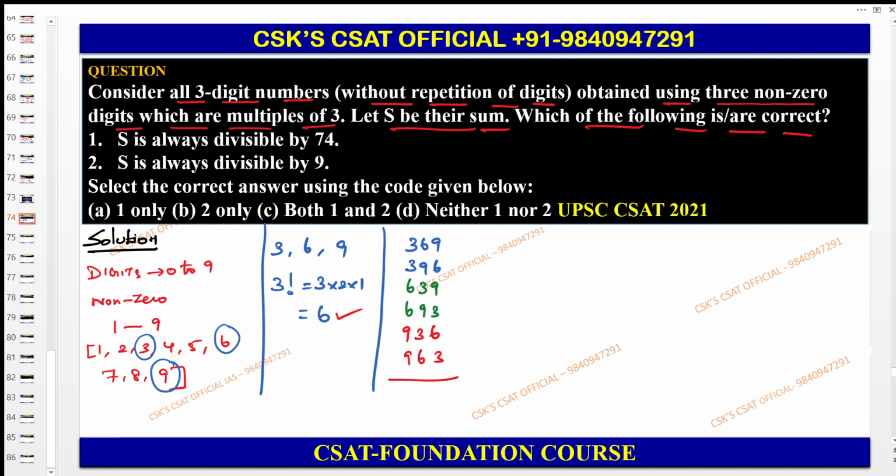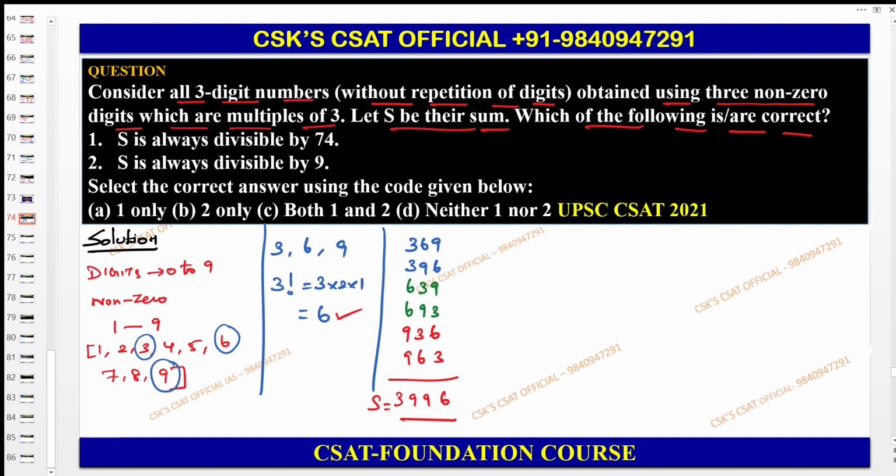After forming them, now read the question. S is the sum. So let us take this sum as S, the sum of all these. If you add, you will get 3996. This is the sum of these 6 such 3-digit numbers.